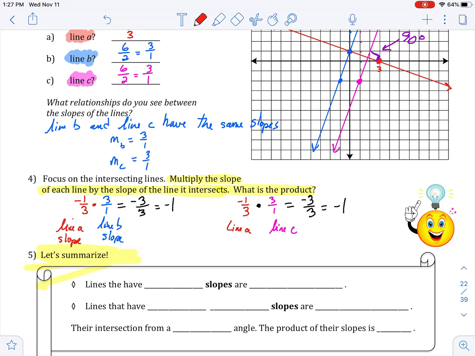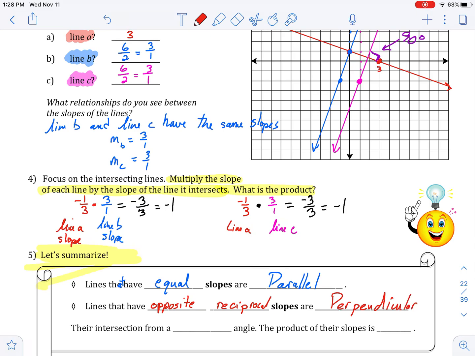And we are going to fill in the blanks here, and it says, lines that have equal slopes are parallel. So if they have the same slope or equal slope, then we're going to talk about those lines as being parallel. And then the next one here, we have to be careful, is that we're going to talk about lines that have opposite reciprocal slopes are what we talk about as being perpendicular.